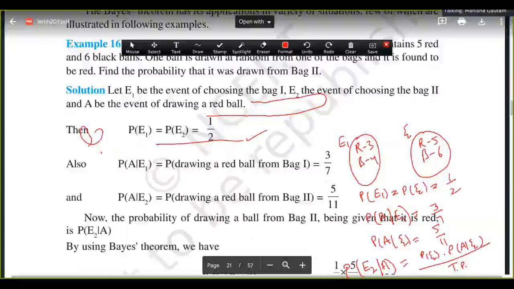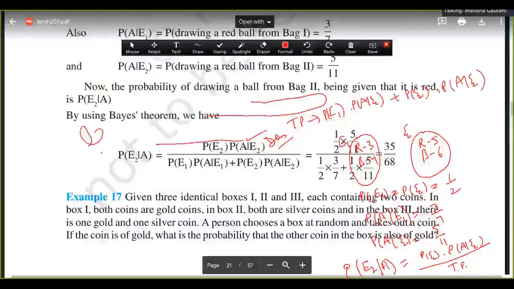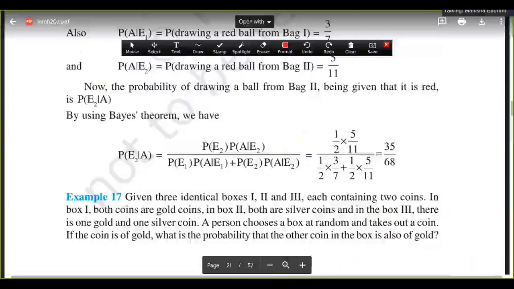Total probability means two bags are there. It means probability of E1 into probability of A if E1, plus probability of E2 into probability of A if E2, written in the denominator. Yes, this is the formula. Because you want the ball to be from the second bag, that's why E2, and it will be of red color.